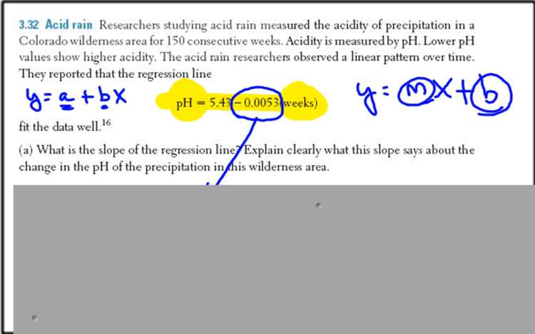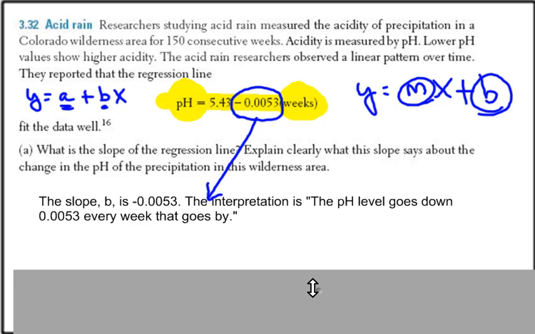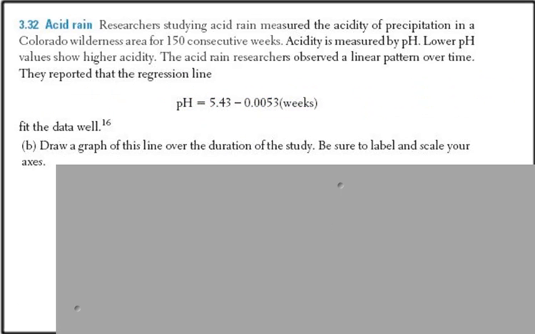And now the thing that's new in stats is that we have to interpret what the slope tells us. So in algebra 2, it was the change in y over the change in x. But in this problem, and in every stats problem, there's some real x and y. So the pH level goes down this much for every week that goes by. So that's your interpretation.